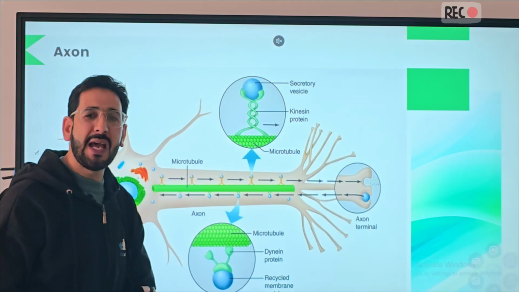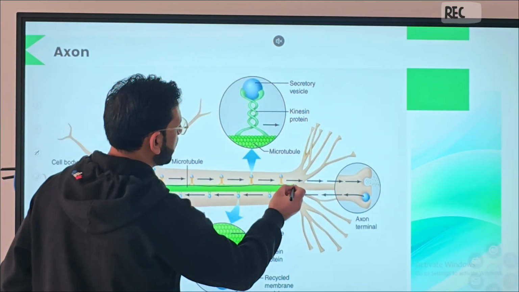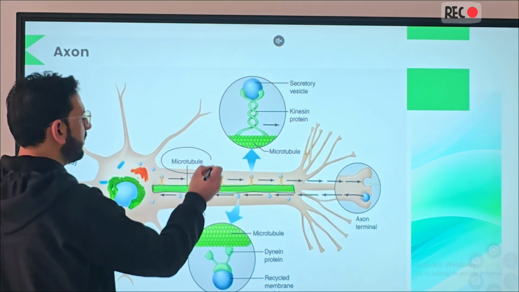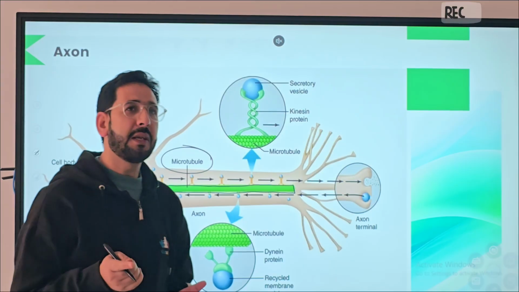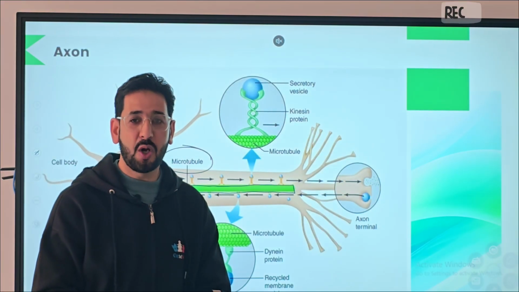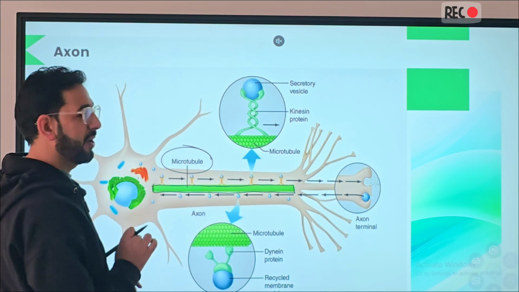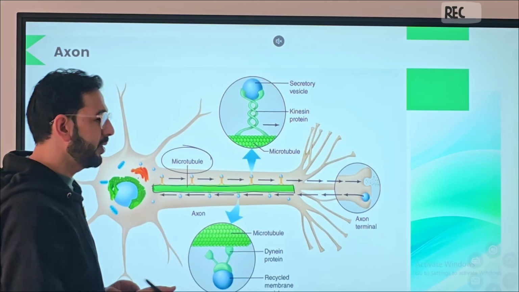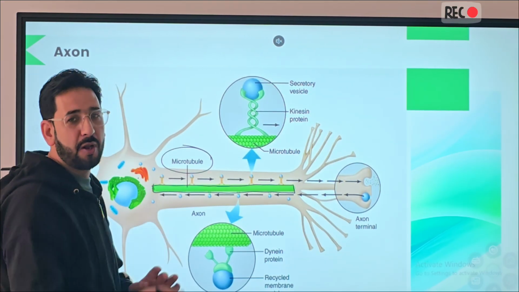Now, how is it doing that? You can see this green structure inside the axon, and I've already told you that it is the microtubules. I told you that the microtubule has a very important function in the axon, and it is very important for axonal transport. It is very important for intracellular transport. That means transport of substances from one part of the cell to another part of the cell.